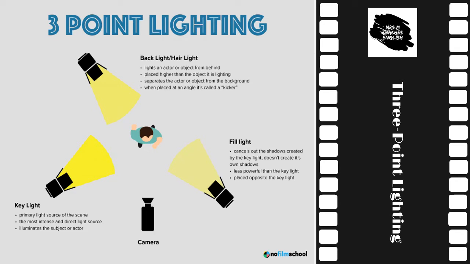Three-point lighting is the standard lighting scheme for classical narrative cinema, most films. In order to present an actor's face or any object with a sense of depth, light from three directions is used. On this slide, you can see the actor in the middle facing the camera. There are three sources of light around the actor: a backlight, a key light, and a fill light.